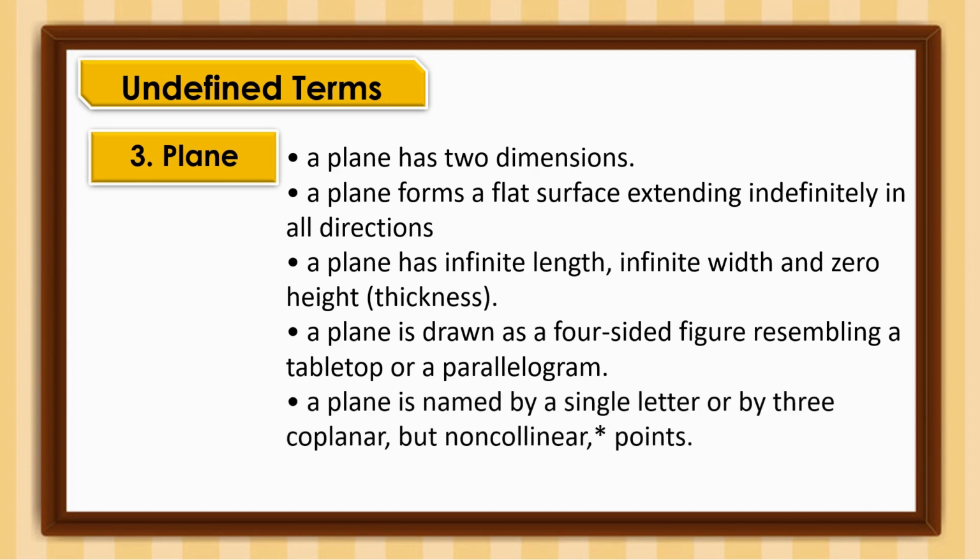And in naming a plane, it can be named as a single lowercase letter or by 3 coplanar but non-collinear points. When we say coplanar points, those are points that lie on the same plane. And when we say non-collinear points, those are points that do not lie on the same line. Non-collinear does not lie on the same line.